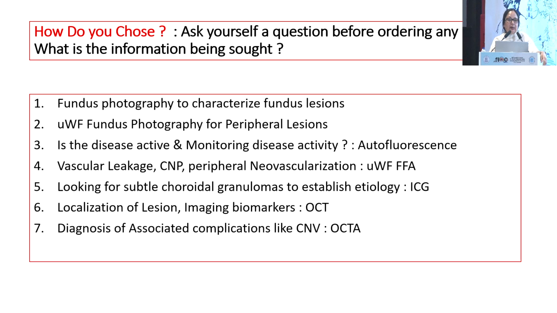If you are looking at a case of retinal vasculitis and want to look at the leakage, new vascularization, capillary non-perfusion, then it is fluorescein angiography, preferably ultraviolet field. If you are not sure what you are looking at clinically and you want to study the choroid for granulomas or something, ICG is there. If you want to localize the lesion, you want to study some of the biomarkers, OCT. And finally, if you're looking at choroidal new vascularization as a complication you want to delineate, there comes angio-OCT.